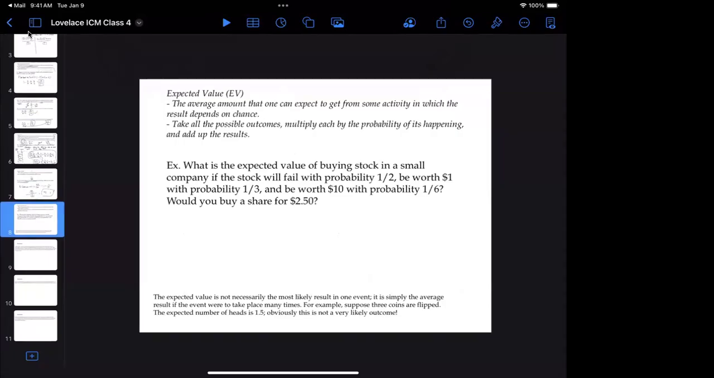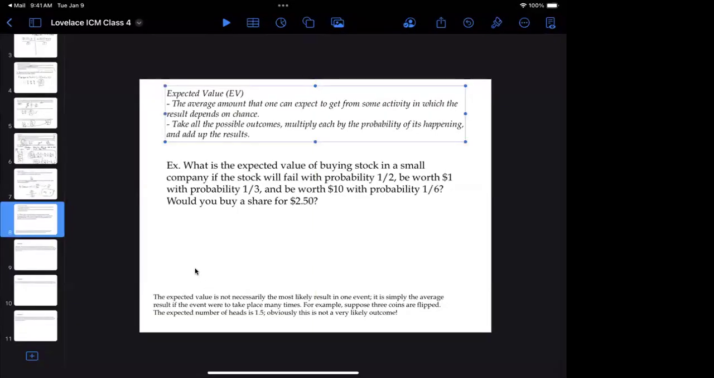All right, so last thing for today is expected value, and then we're going to do some exercises. So expected value is the average amount that someone can expect to get from some game or activity where the activity depends on chance, right? To calculate it, we take all the possible outcomes, and you want them to be disjoint so you can add them. You take all the possible outcomes, multiply each by the probability of it happening, and add up everything.